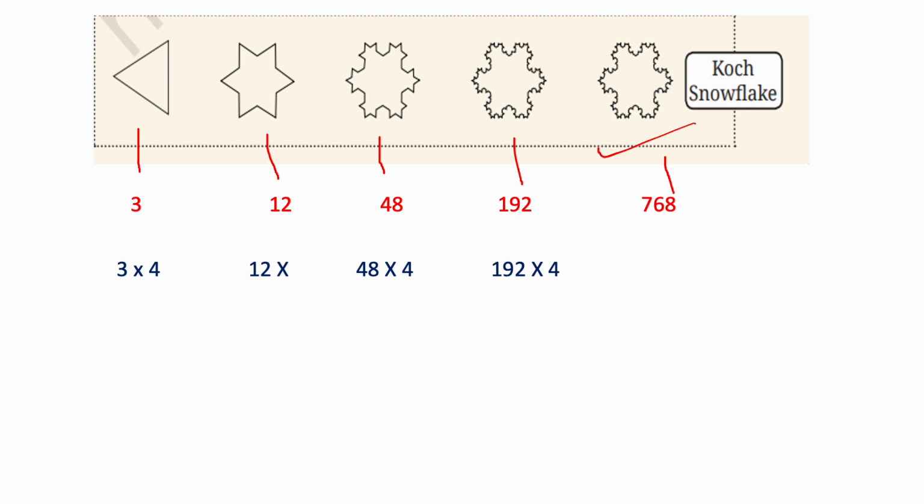In the first figure, 3 line segments are there. The next one, 12. How did you get it? 3 into 4 is equal to 12. Then in the second one, 12 line segments are there. Then 12 into 4 is equal to 48. Then 48 into 4 is equal to 192. 192 into 4 is equal to 768. So the sequence is multiplication by 4.